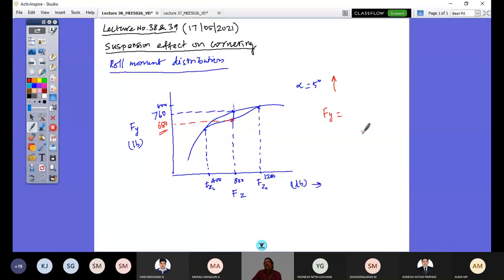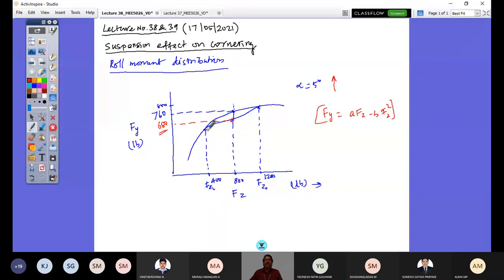So let's look at this in our explanation further, right? So this is what we have to understand. So what would happen in case of roll moment distribution? See here, why this is important, we look at in roll moment distribution.